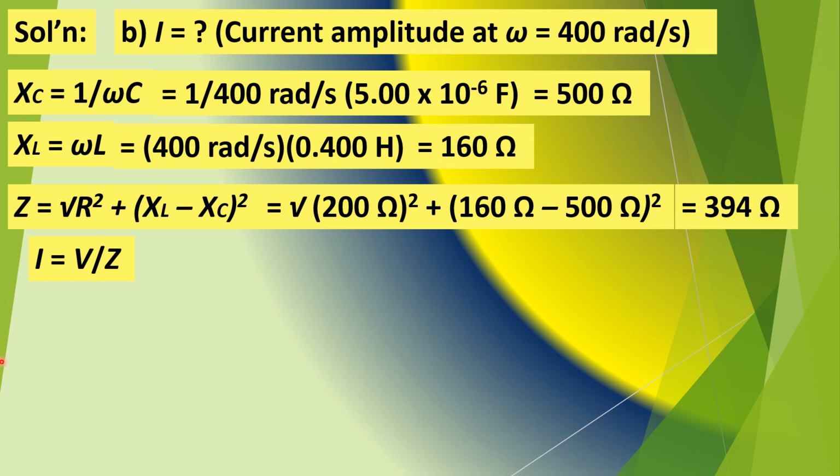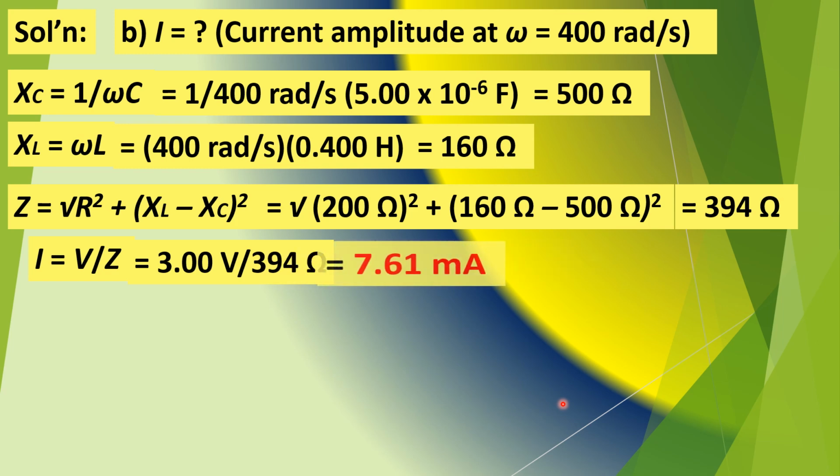And using the relationship between the current amplitude and the impedance, which is simply capital I equals capital V, which is the voltage amplitude, divided by the impedance, capital Z, we have the value for the current amplitude, capital I, equal to 3.00 volts divided by 394 ohms, or equal to 7.61 milliamperes.